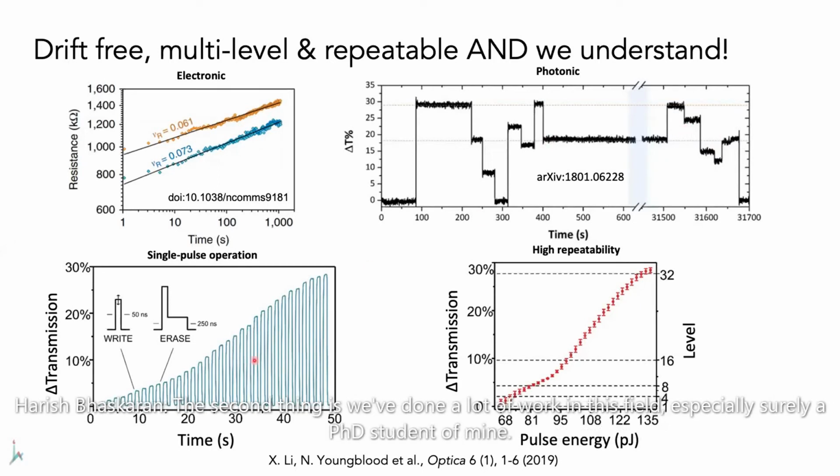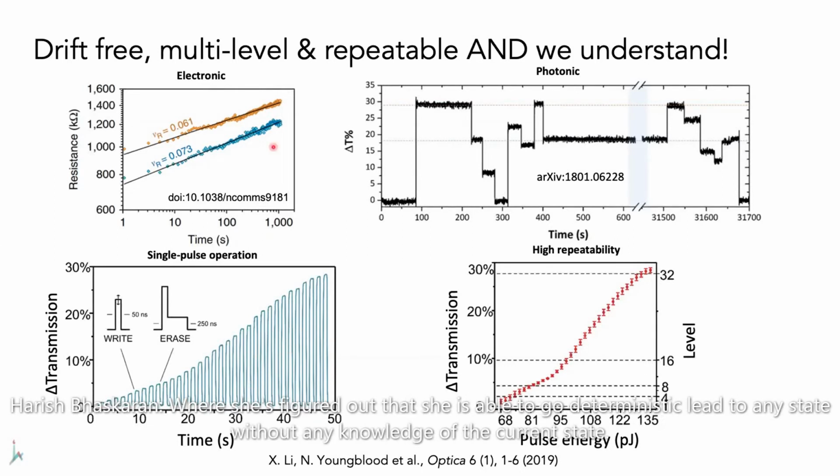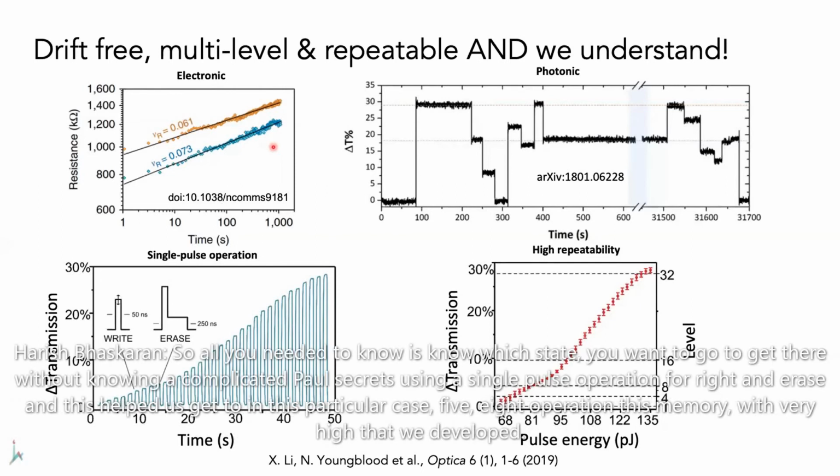The second thing is we've done a lot of work in this field, especially Shun Lee, a PhD student of mine, where she's figured out that she is able to go deterministically to any state without any knowledge of the current state. So all you need to know is which state you want to go to, and you can get there without knowing a complicated pulse sequence, using a single pulse operation for write and erase. And this helped us get to, in this particular case, 5-bit operation of this memory with very high repeatability.